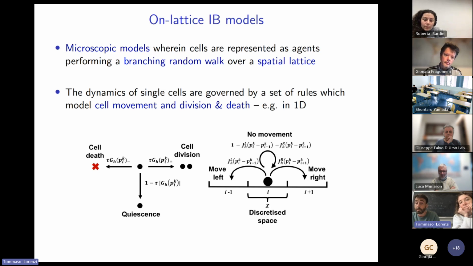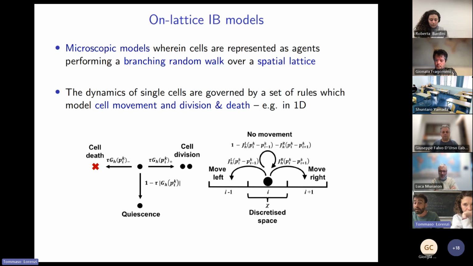And so typically in this modeling framework, one first of all defines a set of rules which can model this type of phenomena. Like in the schematic given here, you can imagine to have rules which describe the probability of cell proliferation, the probability of cell division, and the probability for a cell to remain quiescent. And then you can also incorporate into the model, this is for a one-dimensional case, but it could be extended to 2D or 3D with minor changes.